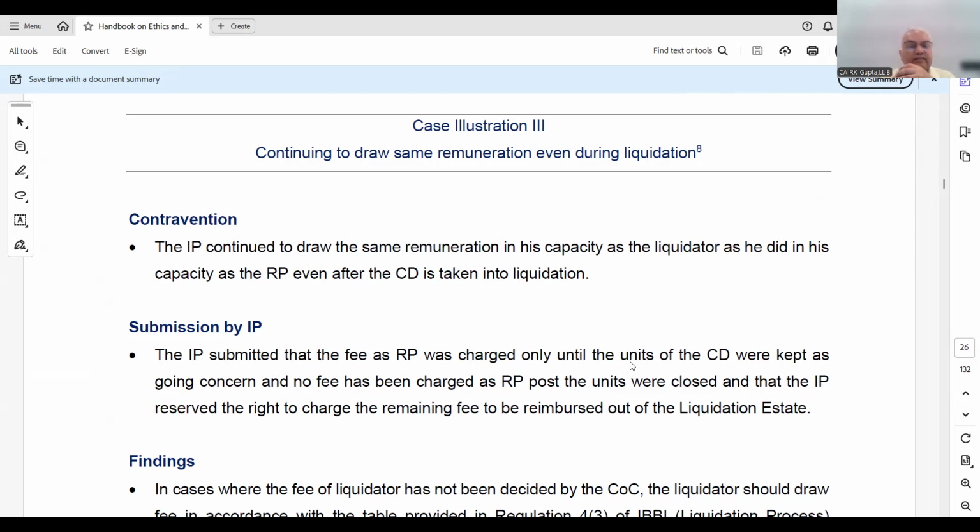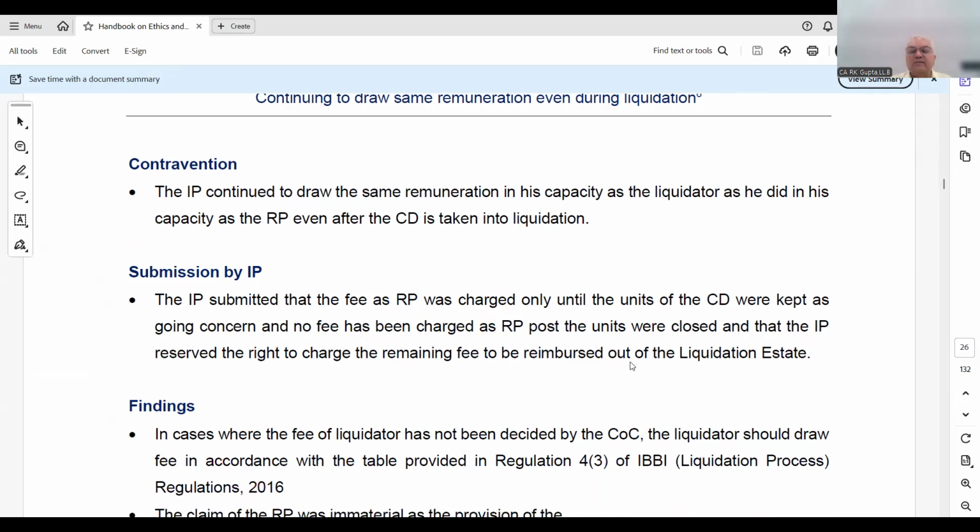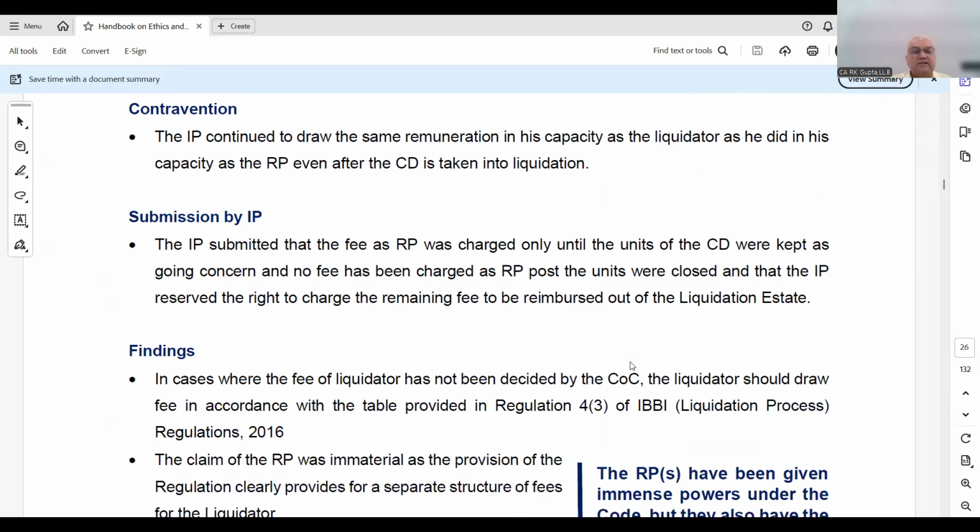The IP submitted that the fees as RP were charged only until the units of the CD were kept as a going concern, and no fees have been charged as RP after the units were closed, and that the IP reserved the right to charge the remaining fees to be reimbursed out of the liquidation estate.